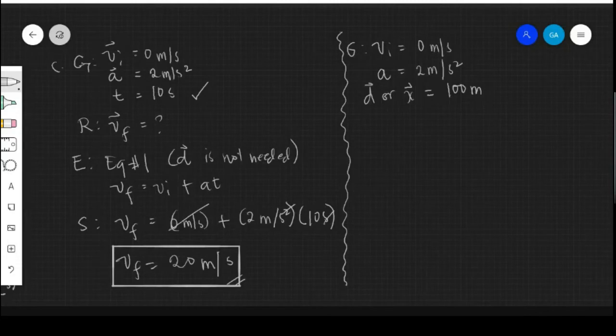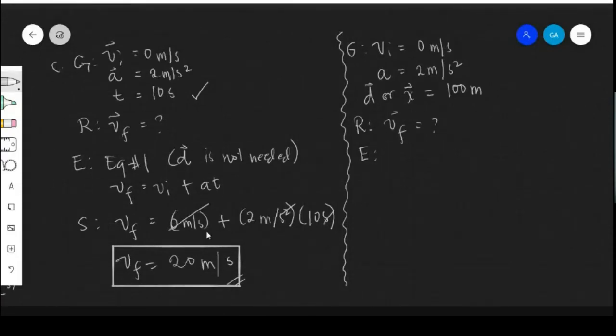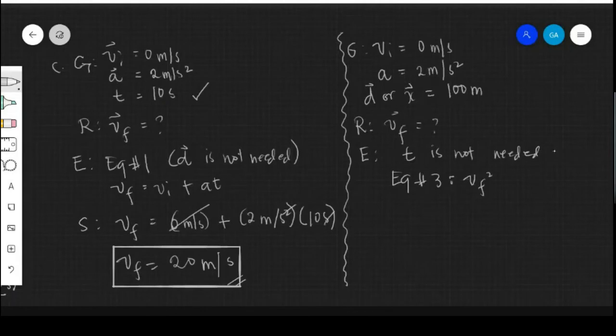This will follow what is in the module. Ang required to find natin ay VF. So, from the table, ano yung equation na hindi naman kailangan ng time. So, time is not needed. Walang time sa given, wala ring time sa required to find. So, that will be equation number 3. So, that is VF squared is equal to VI squared plus 2AD. Okay, so this is our equation.